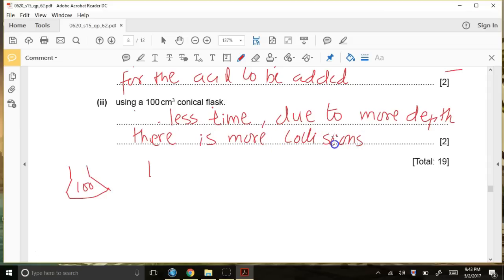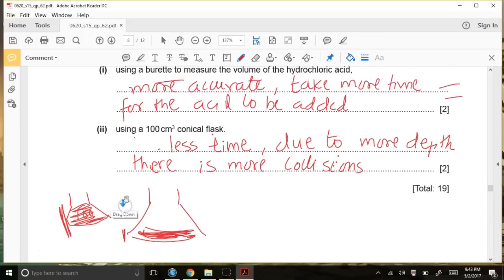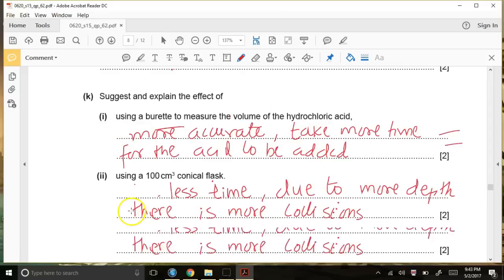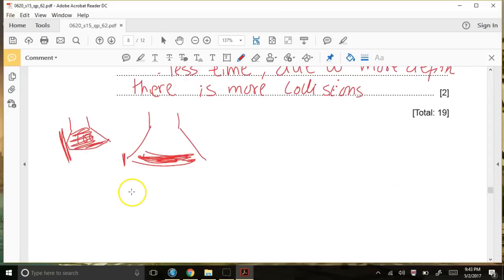Well, what's happening here is, just to make you understand, if something is small compared to something much bigger, so if the liquid was spread in a 250 cm cube, and you spread the same liquid in 100, you see, it has much greater depth compared to a bigger vessel. So the particles end up having much more contact.